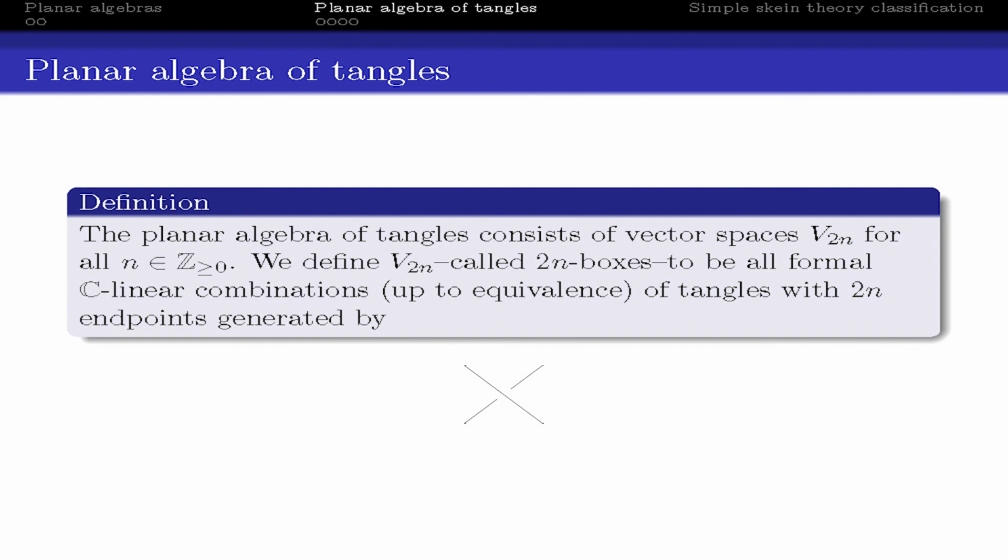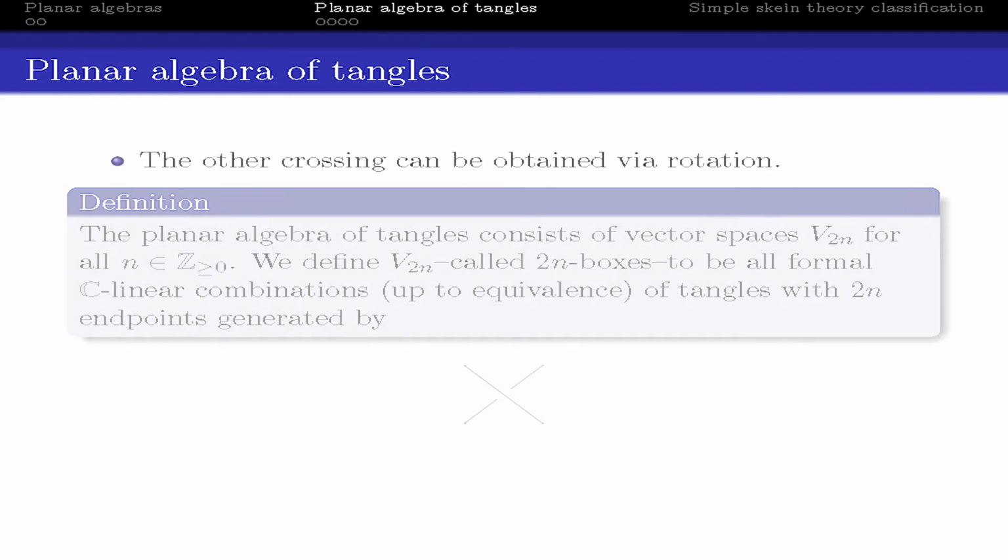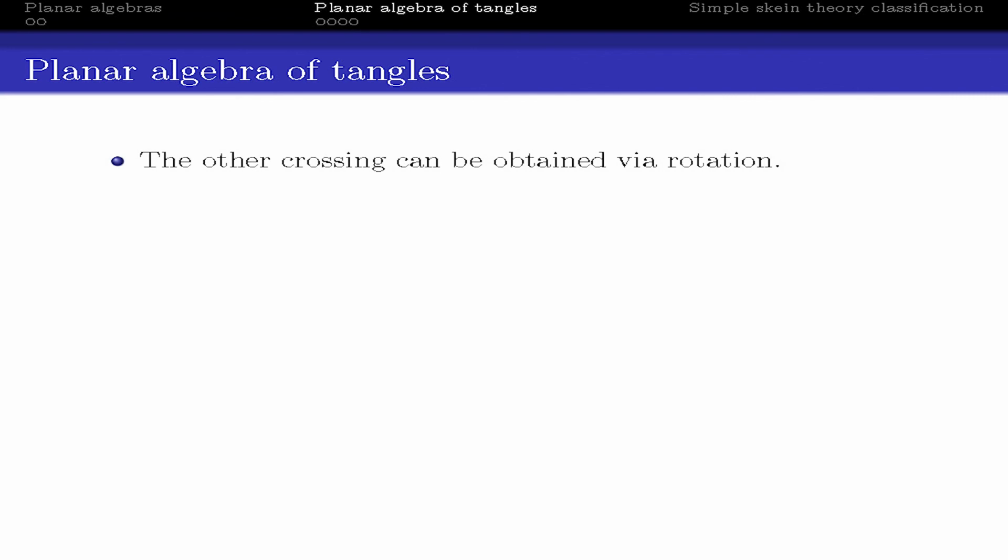And the planar algebra of tangles consists of vector spaces V_2n for all n greater than or equal to 0. We'll call these V_2n the 2n boxes, and they're formal C-linear combinations of tangles with 2n endpoints, which is just generated by the overcrossing. So clearly we can get the undercrossing simply by rotating the overcrossing.